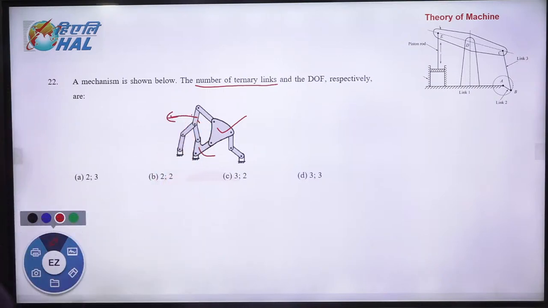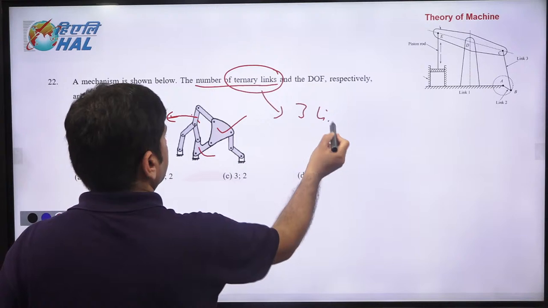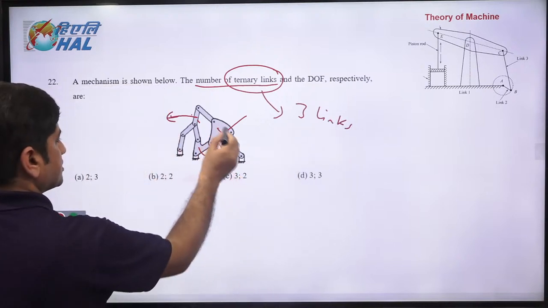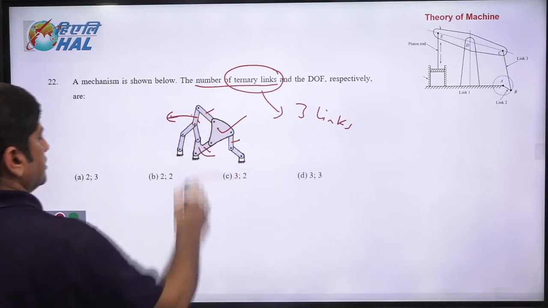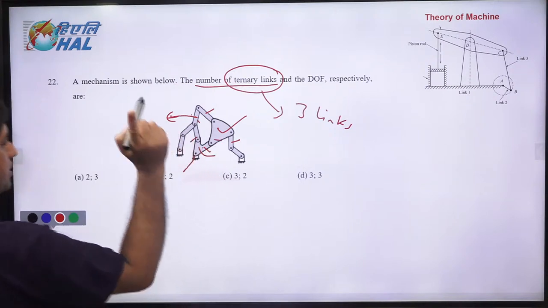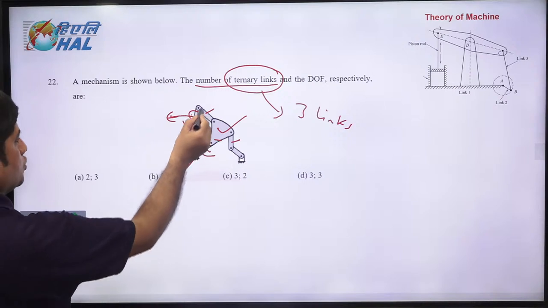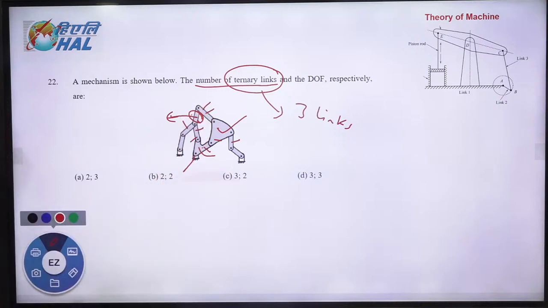Ternary link is the link which is connected to three more links. See this carefully. Now this link is connected to 1, 2, 3. Done. This link is also connected to 1, 2, 3. Done. What about this link? This link is also connected to 1, 2, 3. So we have got three ternary links.